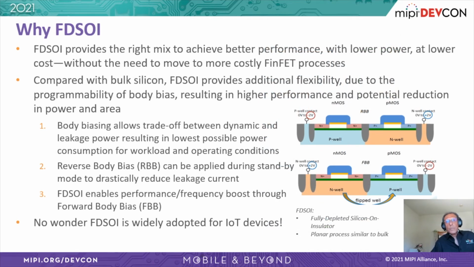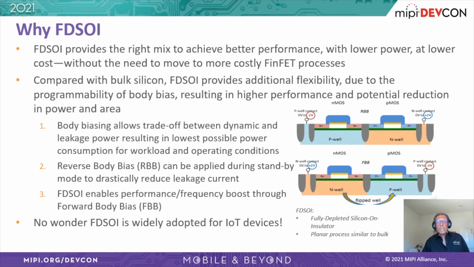Why did Perceive choose an FDSOI process versus FinFET? Let's start by looking at the cross-section of a typical FDSOI transistor. Here, the channel is isolated from the bulk, which allows us to apply forward or reverse bias, resulting in the ability to control the transistor's threshold and leakage currents. Because of that and the inherently lower parasitics, FDSOI provides the right mix of features to achieve higher performance at lower power and lower cost without the need to move to the more costly FinFET processes.